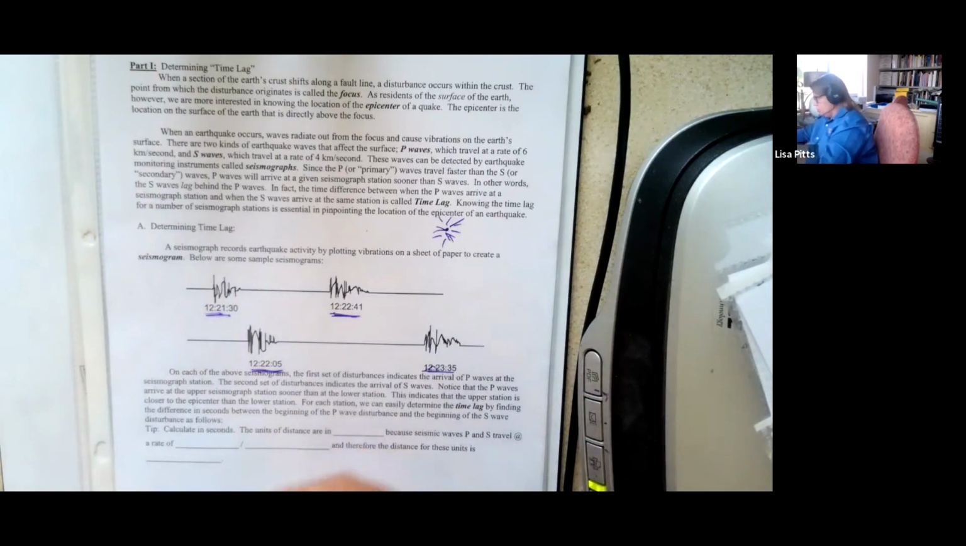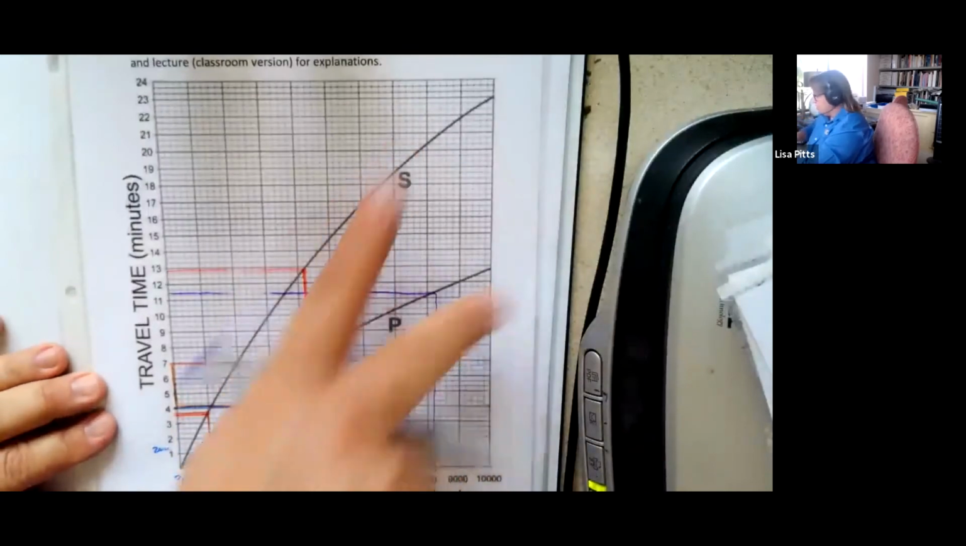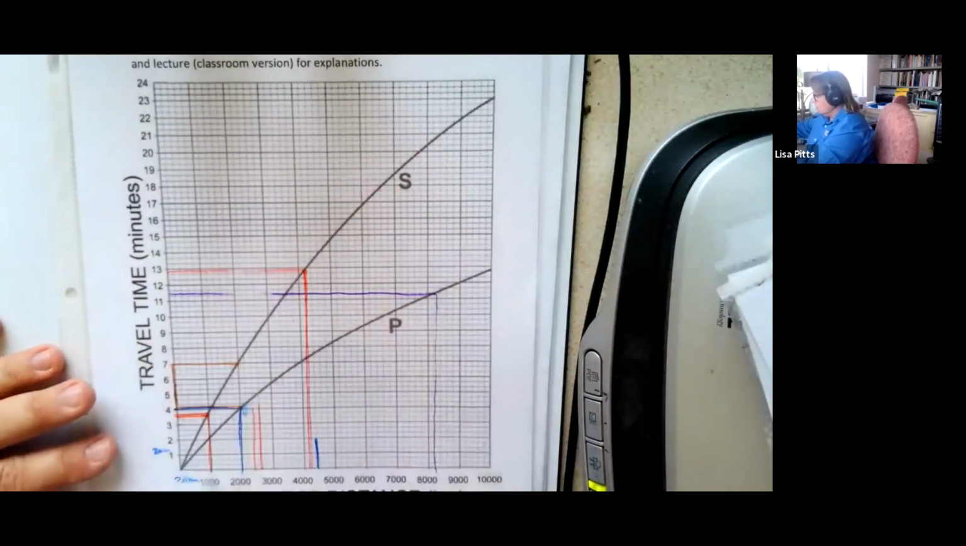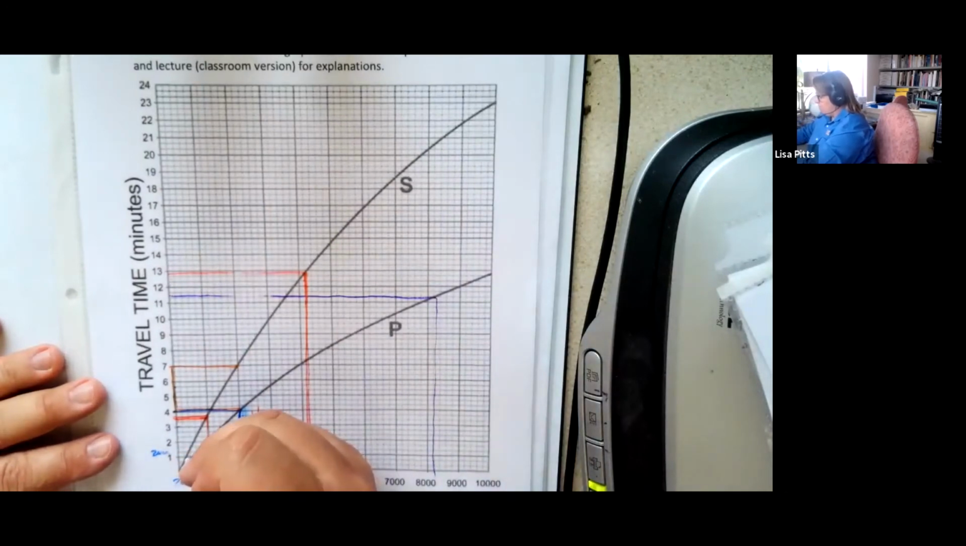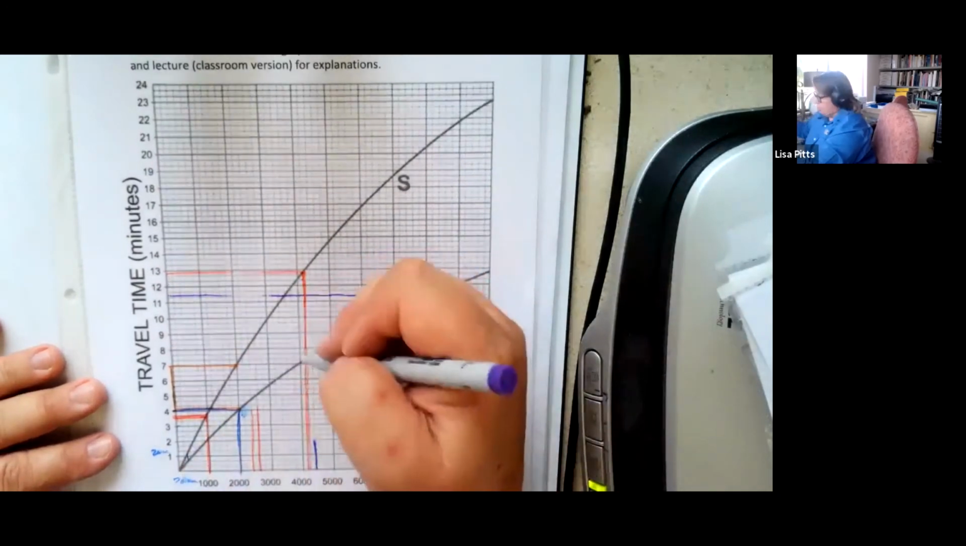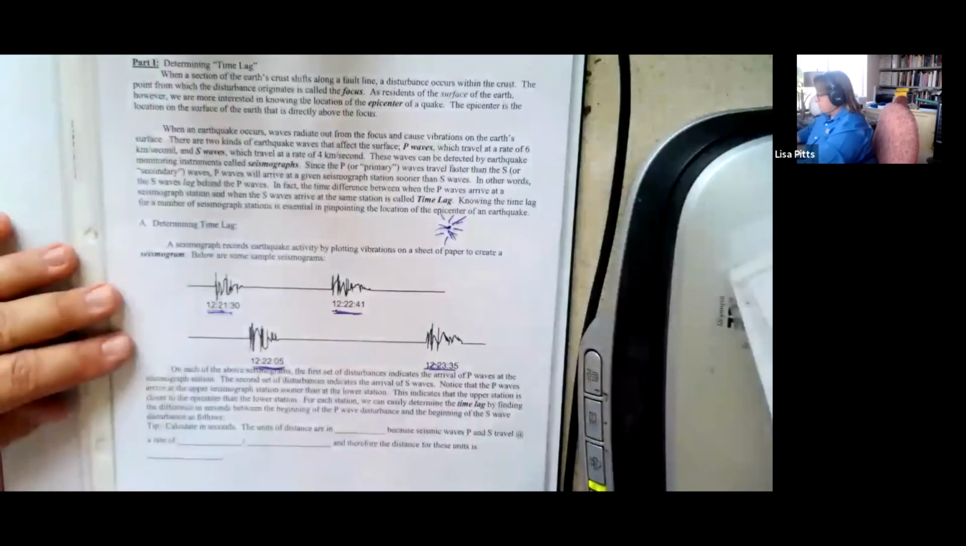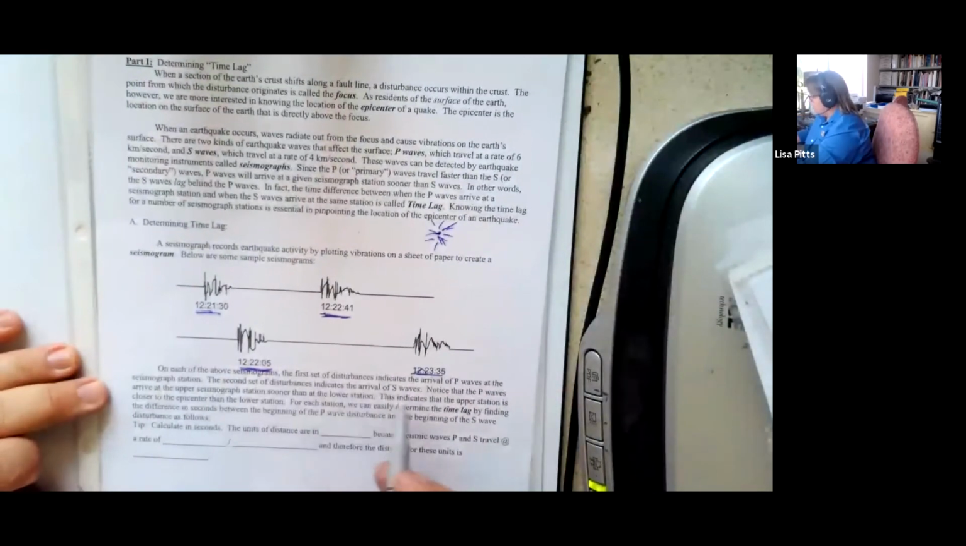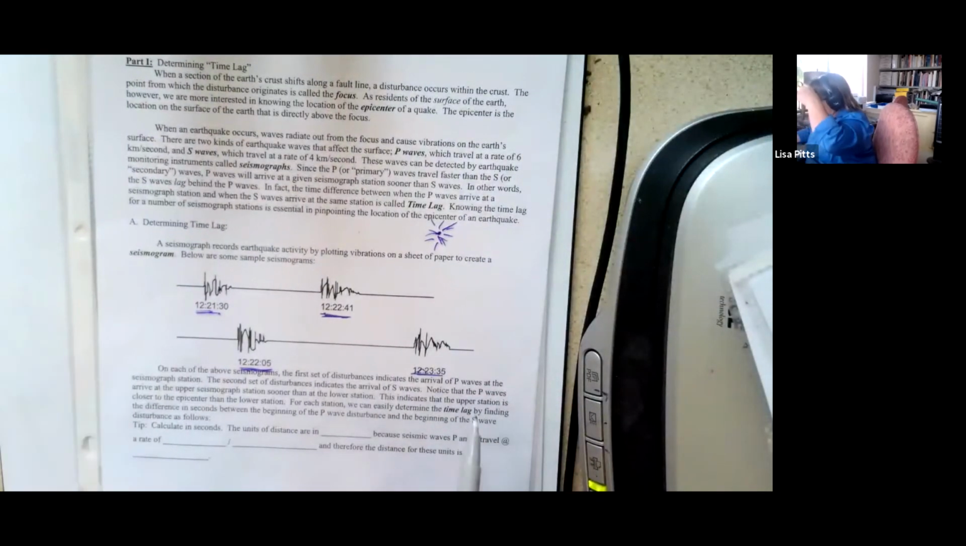If the earthquake took longer, you know that the P and S waves diverge. They are not the same. They're not a linear distance between them. So it's not the same amount of time if you're this close versus if you're this close between those P and S waves. So it says on this sheet, the first set of disturbances is the arrival of the P wave. The second one is the S wave.